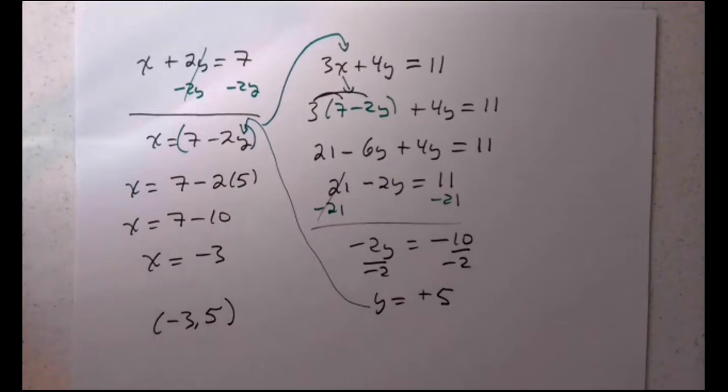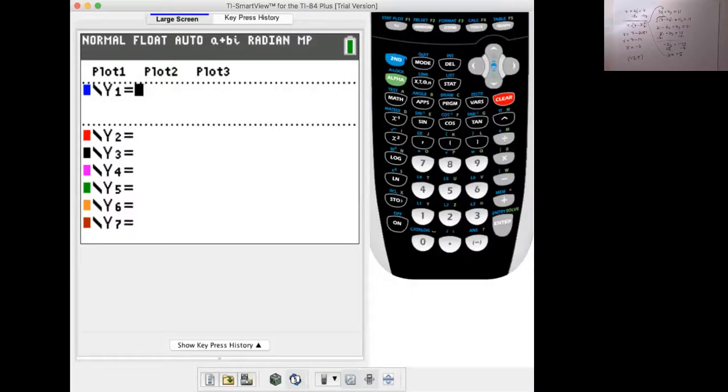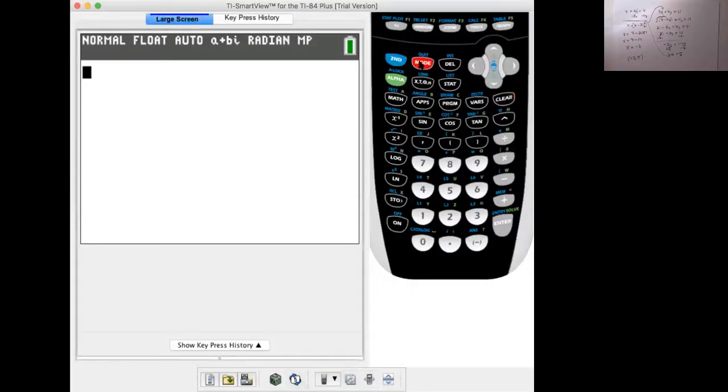Let me show you how you can check the answer using the graphing calculator. So I will pull that up. So we want x to be negative 3, so I take negative, remember the negative sign is here below the 3. Negative 3, I'm going to store in x, and I'm going to take 5, and I'm going to store that in y. 5 stored in alpha y.